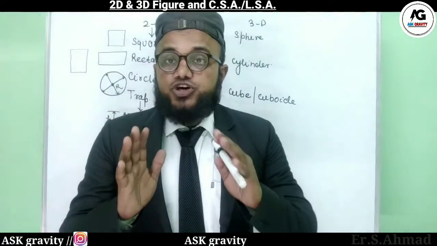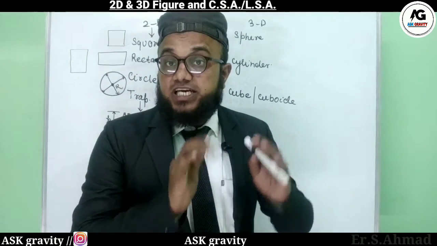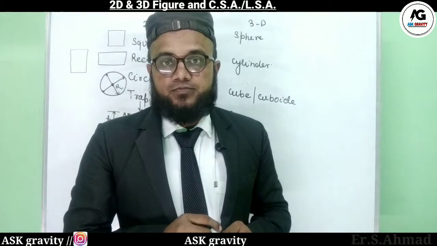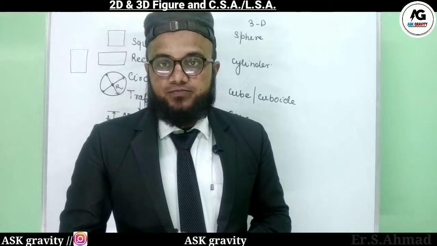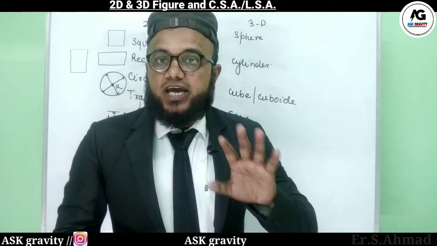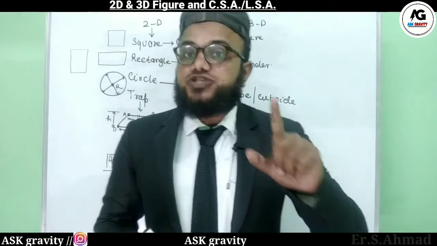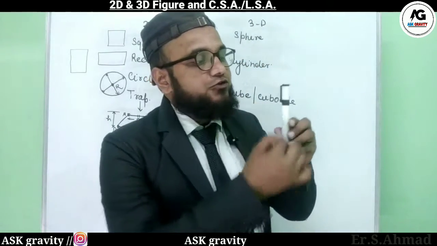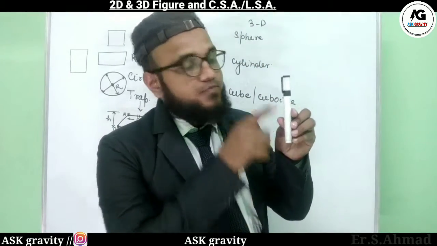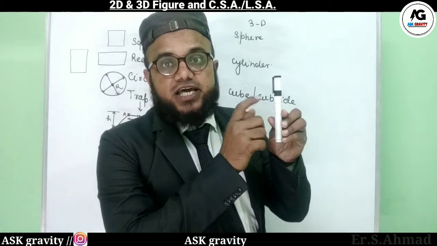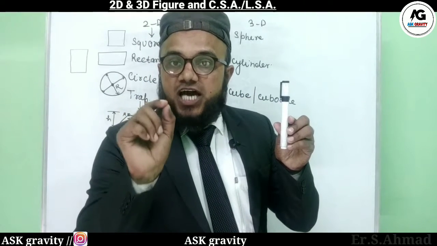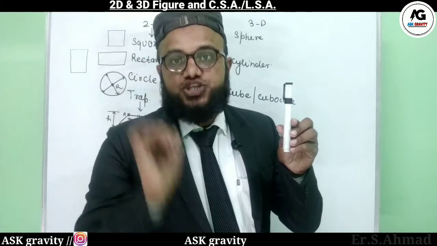So which type of question is asked basically? Before finding the area of a three-dimensional figure, we have to identify which type of area is being asked. It may be curved surface area. When the curved surface area is asked, we have to find this area, and this area is called the curved surface area of the cylinder, which is given by 2 pi r h.